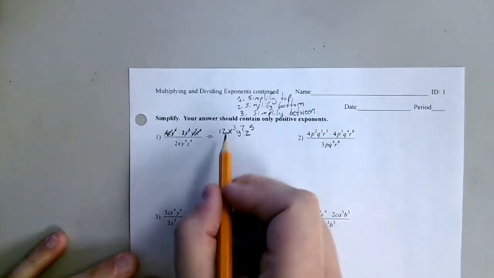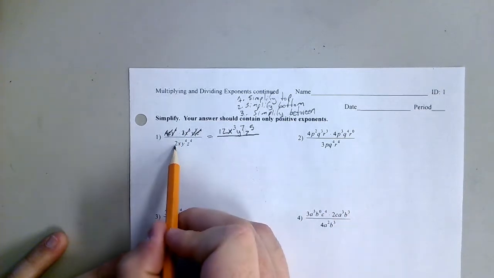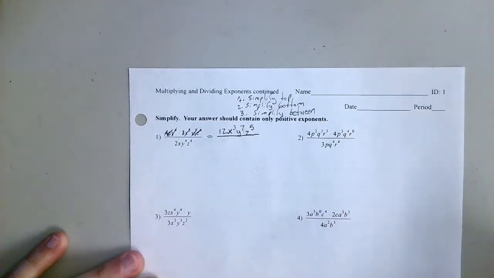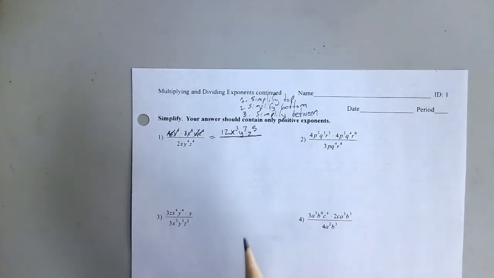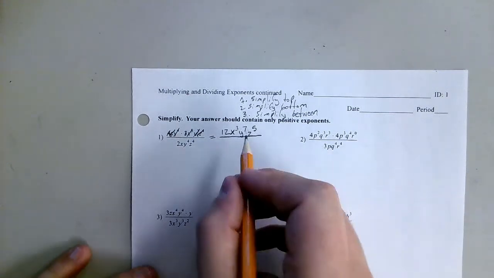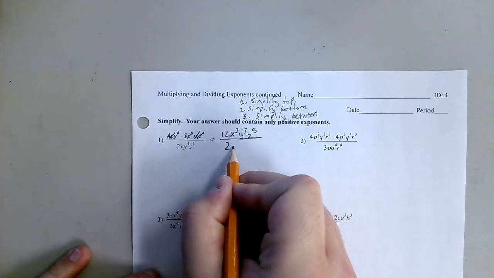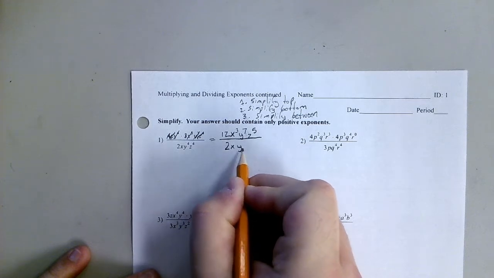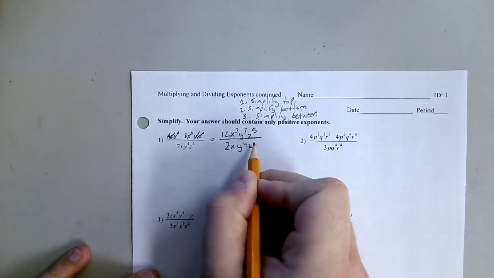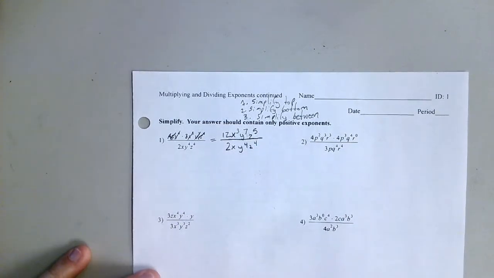Now I'm going to simplify the bottom. So I've got 2x, y to the 4th, z to the 4th. There's nothing I can combine down there. So I'm just 2x, y to the 4th, z to the 4th. So now I simplified the bottom.